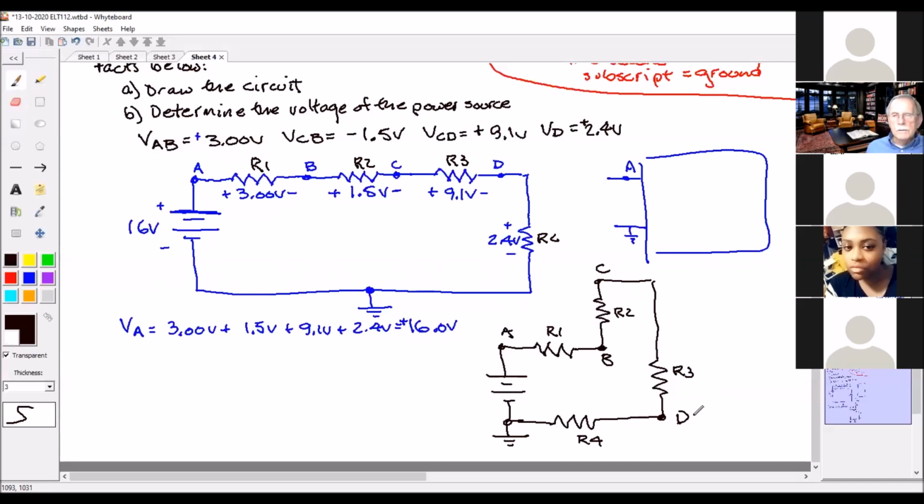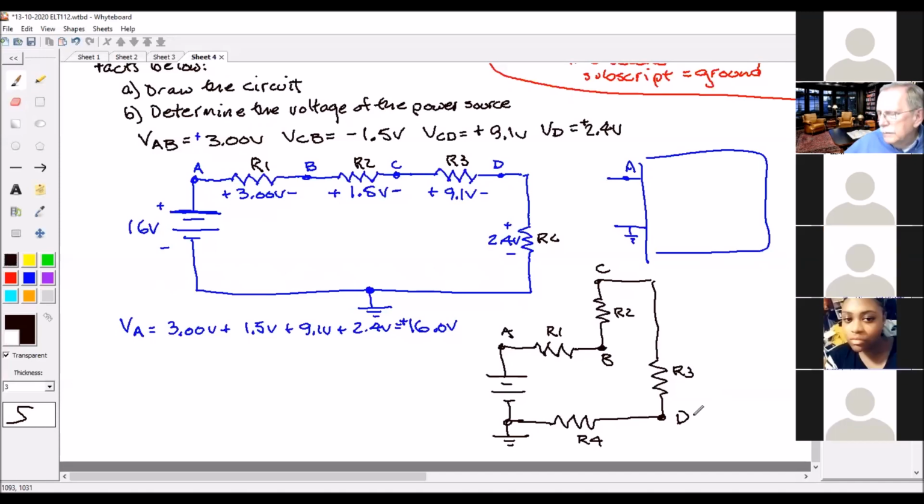Is my circuit wrong? Mm-mm. I don't think so. Anyone else want to hazard a guess? Circuit wrong or right? Is right. Why?